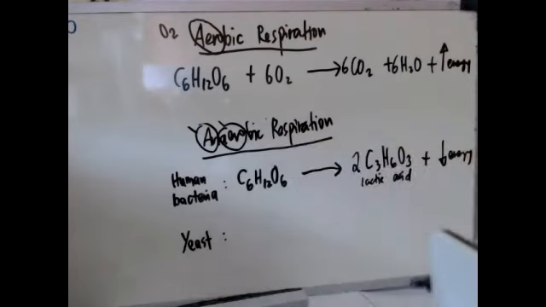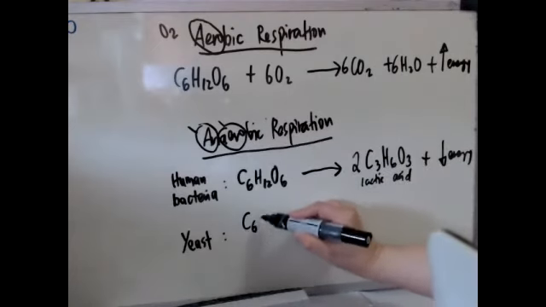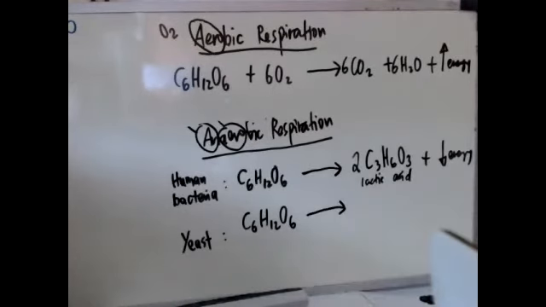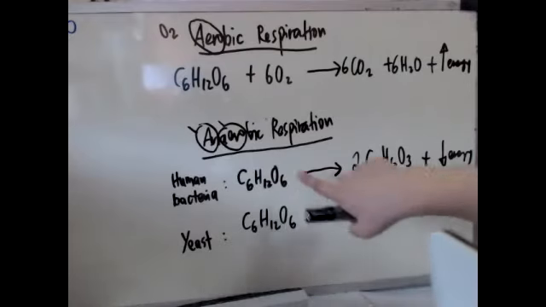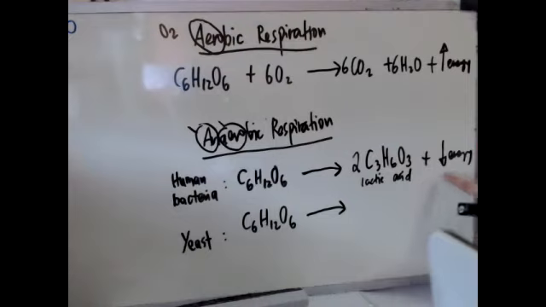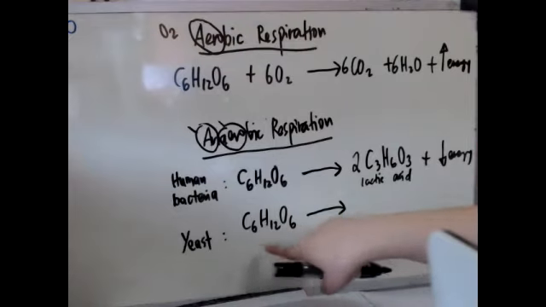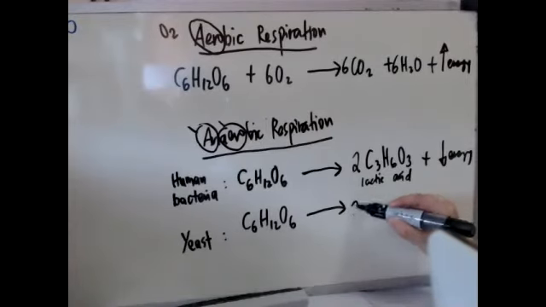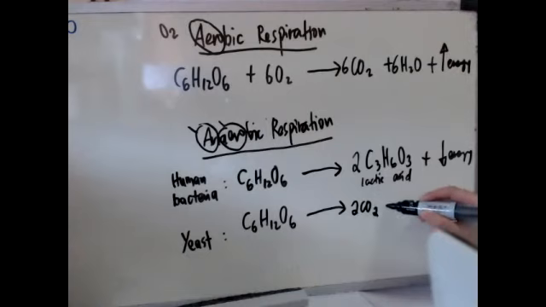Yeast also carry out anaerobic respiration, where there is no oxygen, and they end up with something else. They don't end up with lactic acid. Humans and bacteria carry out anaerobic respiration and end up with lactic acid with a small amount of energy. But for yeast carrying out anaerobic respiration, they end up with carbon dioxide, a small amount of it, and ethanol, C2H5OH, 2 of it. Plus, of course, a small amount of energy.